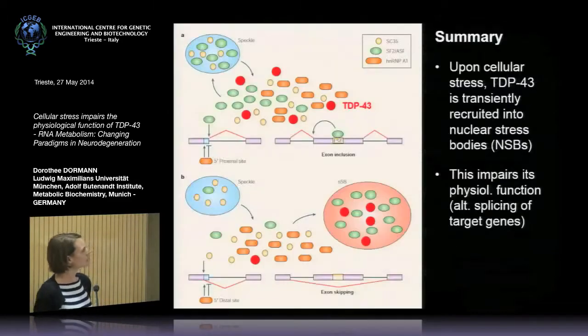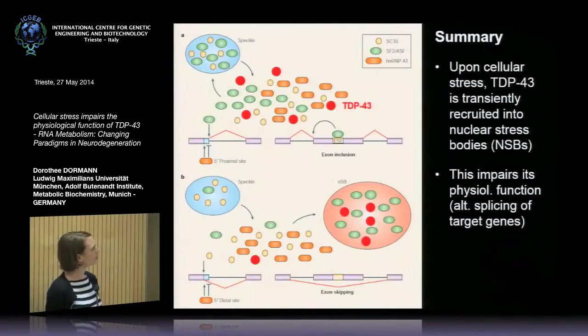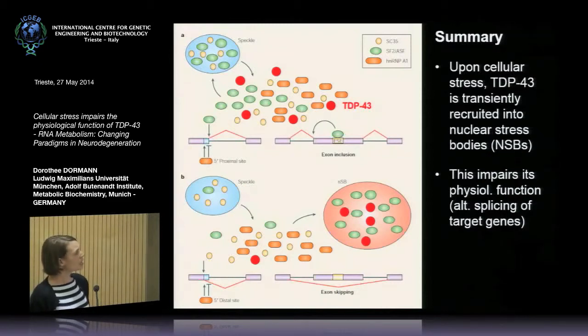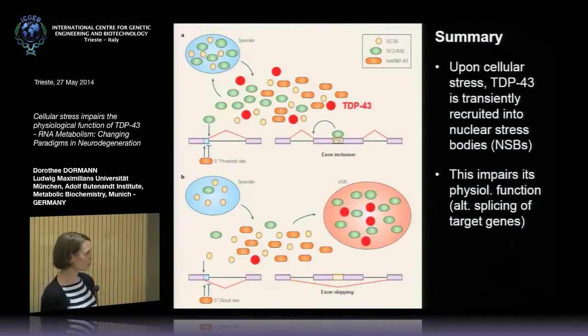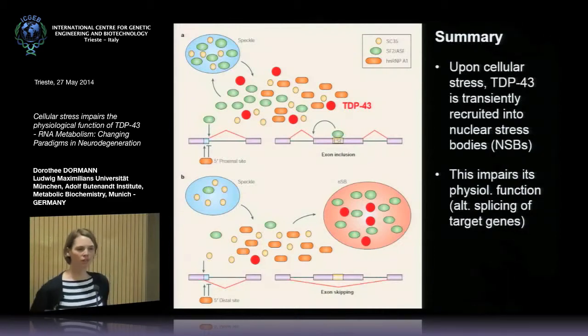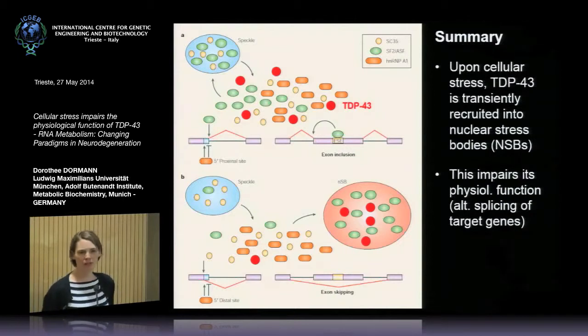So with this, I want to end and to summarize that with this cartoon figure again. So we have hopefully shown that upon cellular stress, TDP is transiently recruited into nuclear stress bodies, and we think that this impairs its physiological function, for example, alternative splicing of TDP-43 target genes. So we think that cellular stress may not only be important for the formation of TDP-43 inclusions, but it may also functionally contribute to the TDP-43 dysfunction and changes in gene expression.